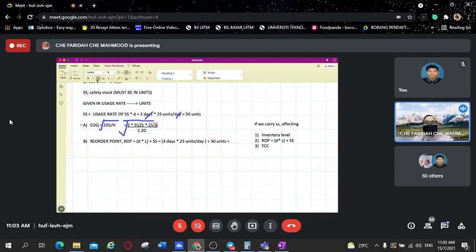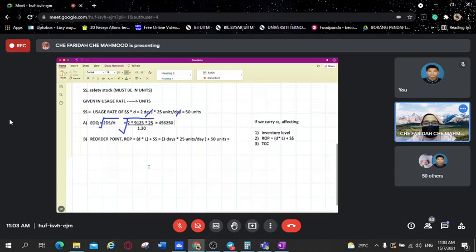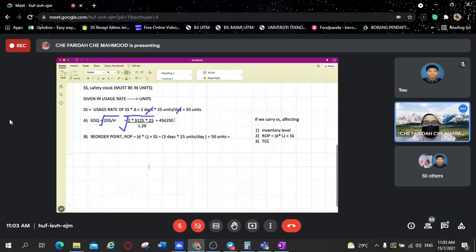Seorang jawab kat situ. Berapa kita punya tu? Apa jawapan untuk EOQ? Because soalan seterusnya kita kena EOQ. We have to use EOQ. Is it? 4, 5, 6? Are you sure? Oh, that is after, before you square root, right? Give an answer after you square root.